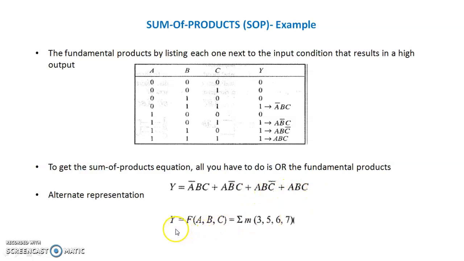You can write the same SOP expression like Y is equal to F of ABC is equal to summation of small m in brackets 3 5 6 7, because A bar BC means 0 1 1. So this is 3. Next 1 0 1, that is nothing but 5, and 1 1 0 means 6, and 1 1 1 means it is number 7. So those terms are represented in the min terms format, and always the SOP expression is represented using summation of small m in brackets. You can write the min terms.